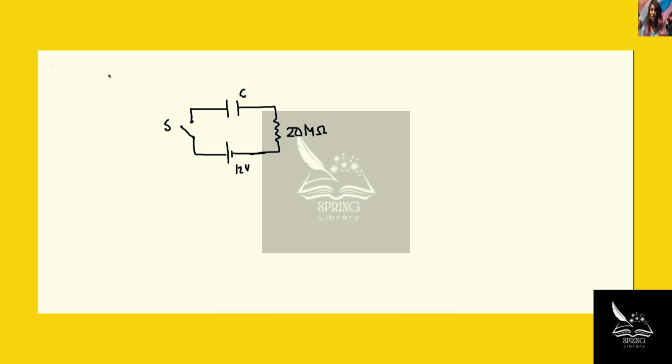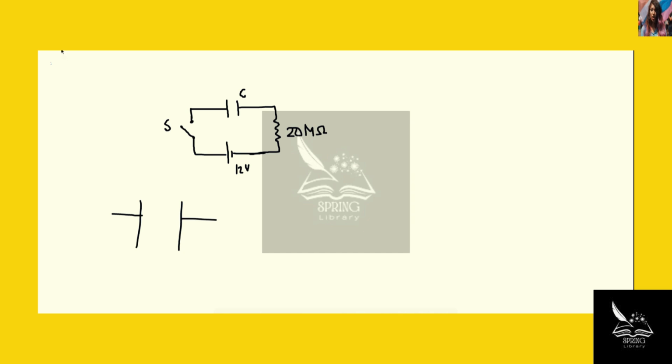Problem: we have a circuit consisting of a 12-volt battery, a capacitor C, and a resistor of 20 mega ohms. At time t equals 0, we throw the switch, current flows, and we start charging the capacitor. The electric field between the plates is given as uniform. At time t equal to 250 microseconds, we are required to find the magnitude of the magnetic field at a radial distance of 3 centimeters.